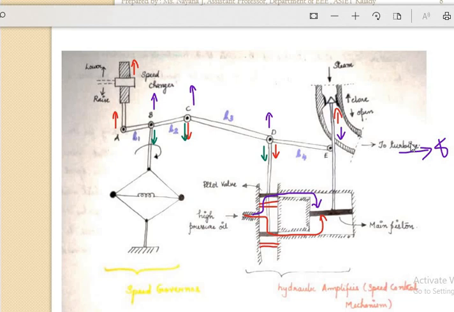In the next lecture we will be discussing the modeling of load frequency control. For that, this concept should be very clear to you.